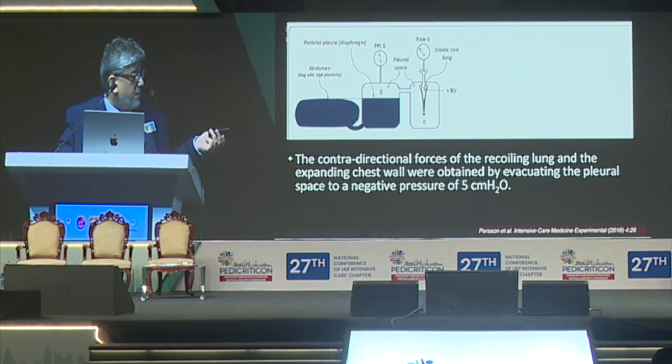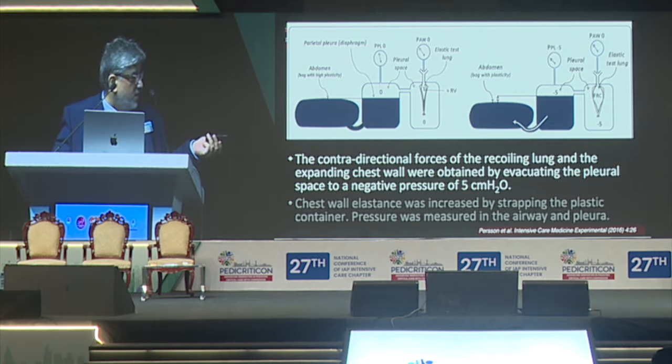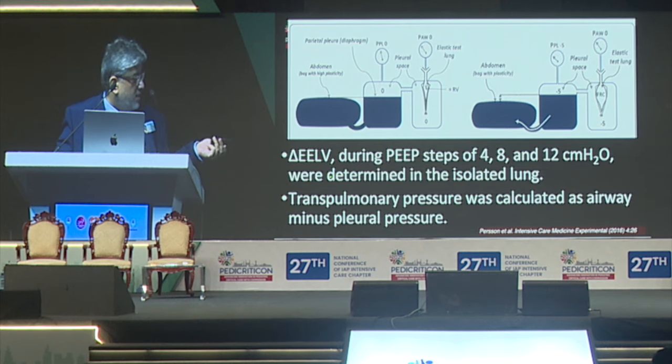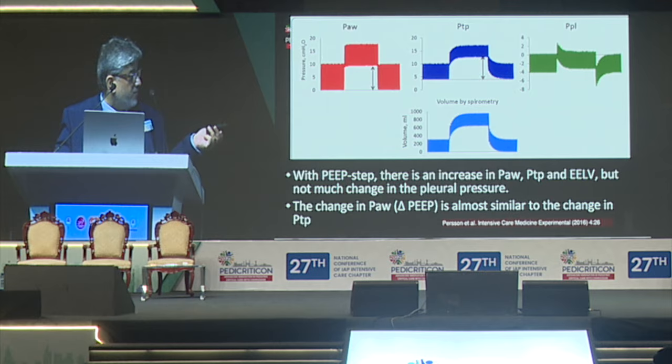There was a strap attached to the chamber in which this test lung is placed, which can control the chest wall elastance. And then the delta ELV during the PEEP steps of 4, 8 and 12 were determined in this isolated lung, and the transpulmonary pressure was calculated as the airway pressure, which was measured here directly, minus the pleural pressure. The pleural pressure is the pressure in this chamber. And they found that when the airway pressure changes and expiratory lung volume changes, the pleural pressure does not change.